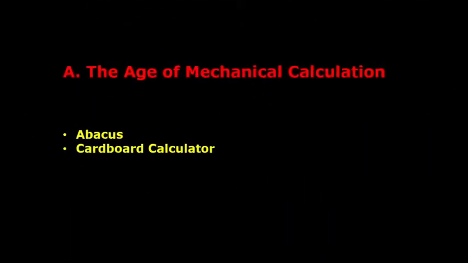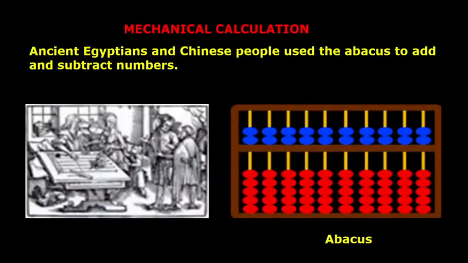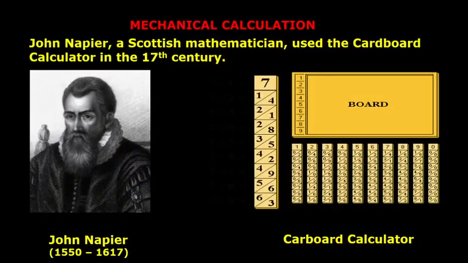In the age of mechanical calculation, there are two important things. One is the abacus and the second is the cardboard calculator. The ancient Egyptians and Chinese people used the abacus to add and subtract numbers. John Napier, a Scottish mathematician, used the cardboard calculator in the 17th century. He was born in 1550 and he died in 1670.